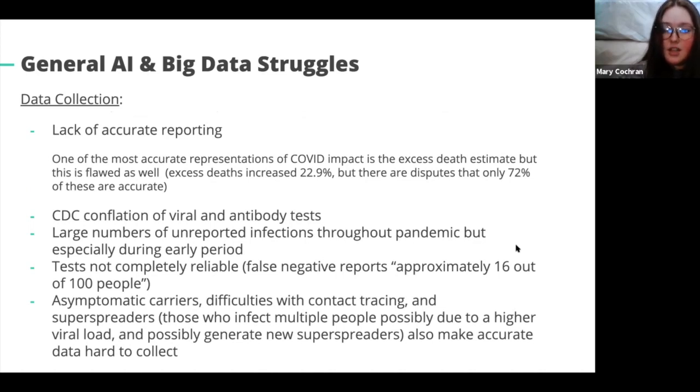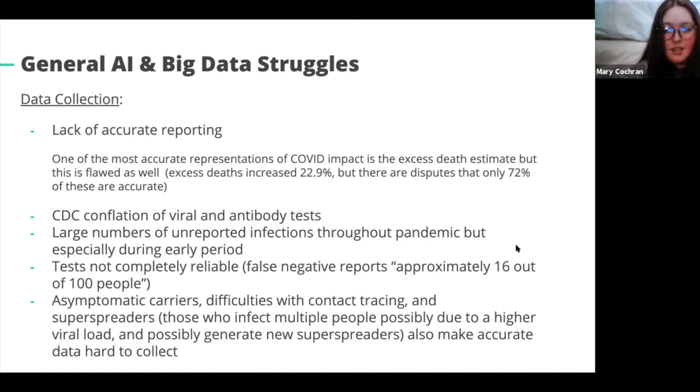But even this measure has its flaws, with some claiming that only about 72% of those excess deaths could actually be accounted for by COVID. There was also the conflating of antibody and viral tests, which led to the misrepresentation of those who were currently sick with the virus and the rates at which COVID infections were increasing and decreasing. This conflation could easily confuse AI as it tries to determine the effectiveness of interventions.